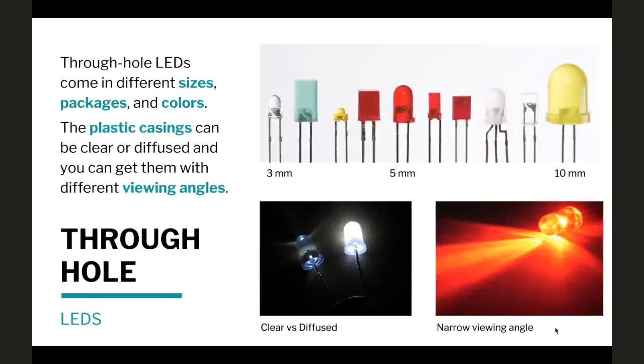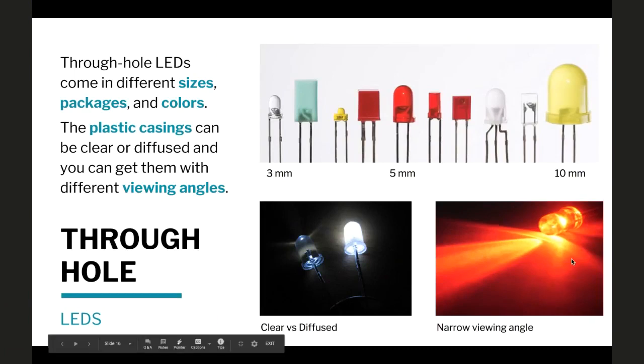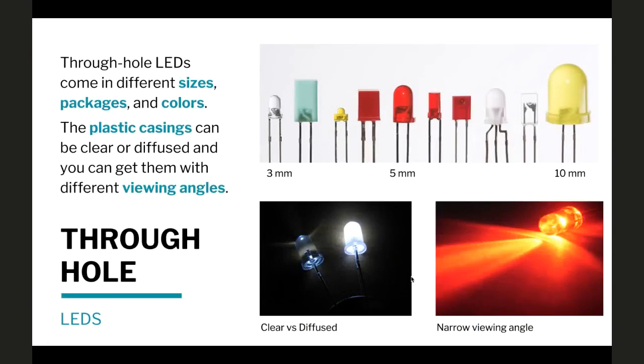As I said before, they come in all different sizes, and they come in different colors and plastic casings. Again, I mentioned the 10 millimeter LED versus the standard 5 millimeter or the smaller 3 millimeter. Here's an example of a narrow viewing angle, that orange LED at the bottom. And then you can also get different plastic casings that are either diffused or clear. I highly, highly, highly recommend getting diffused LEDs. When you're talking about LEDs, you always want to think through how to create nice diffusion, because that's what really lends the aesthetics to the LEDs.